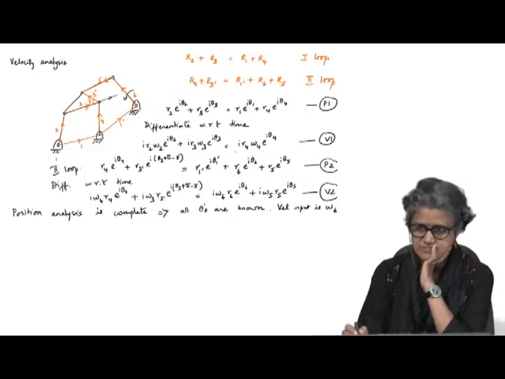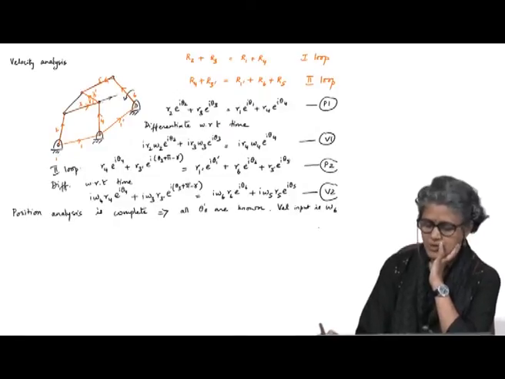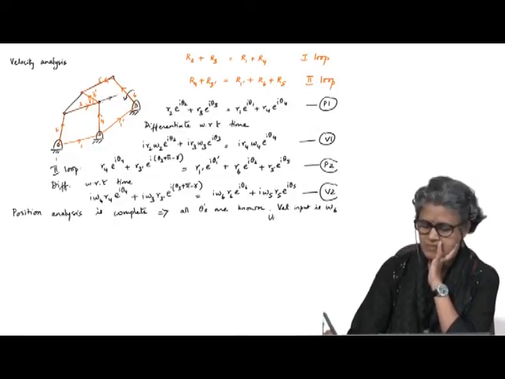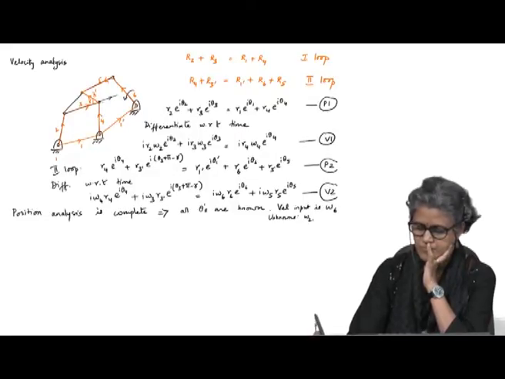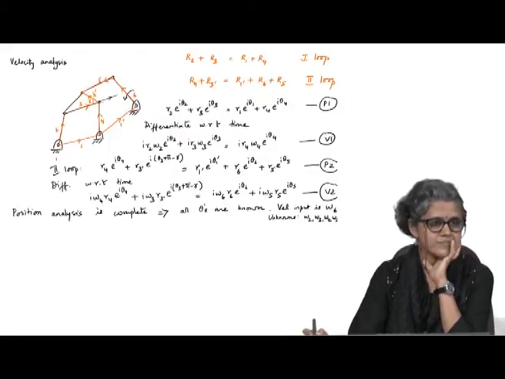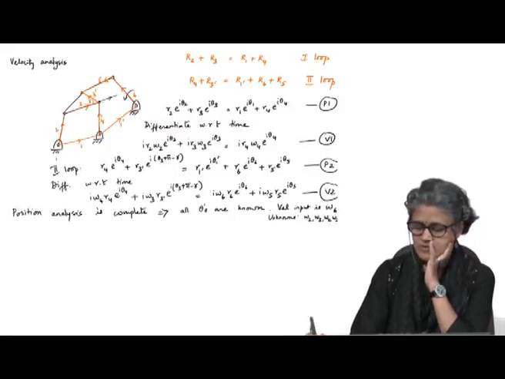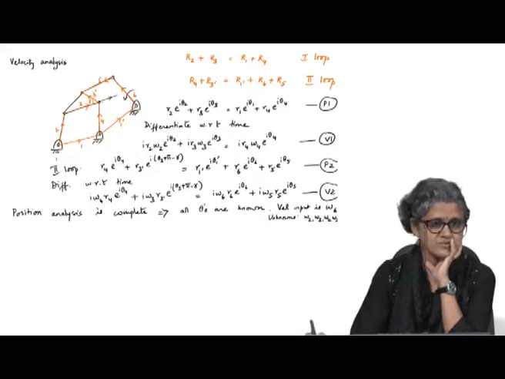from V1, two scalar equations from V2. And my unknowns, what are my unknowns? Omega 4 and omega 5. Okay. So, I have 4 equations, 4 unknowns.